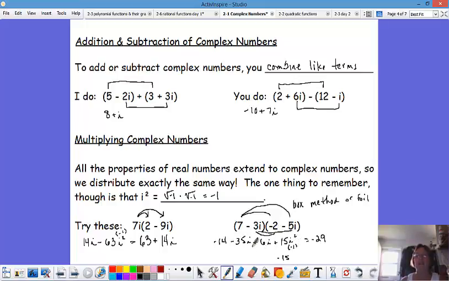Then we combine our imaginary parts, negative 35i plus 6i. That's going to give us negative 29i. And there's our final answer. Negative 29 minus 29i is the result of that multiplication. So we multiply just like we do with real numbers.